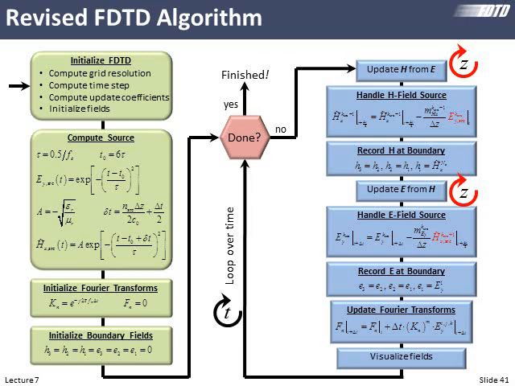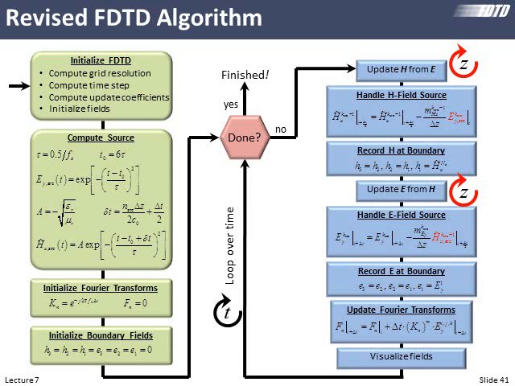Our initialization now, we calculate grid resolution, we'll calculate our time step, we'll calculate our update coefficients, and we'll initialize all the fields. We've broken that down into more detail in previous block diagrams. Then we calculate the source.